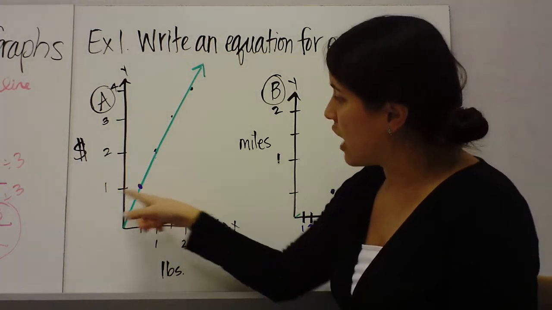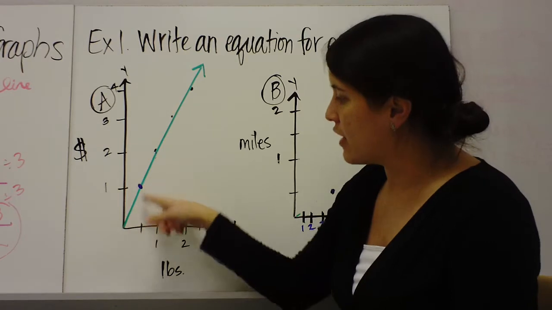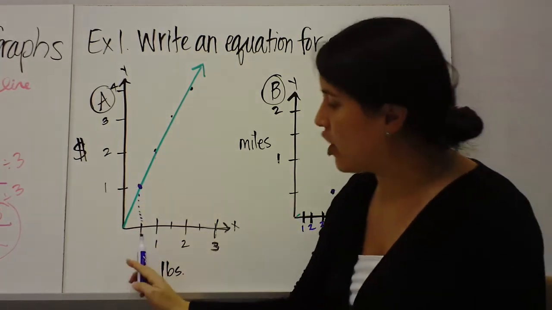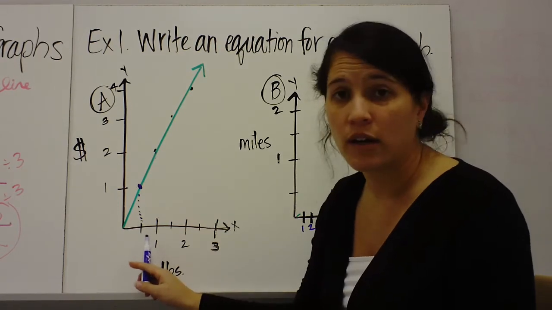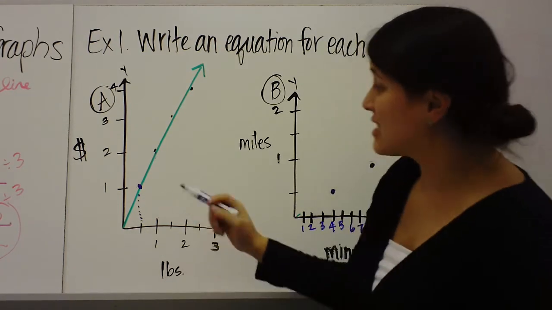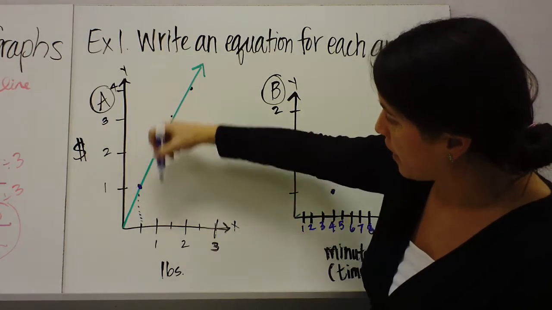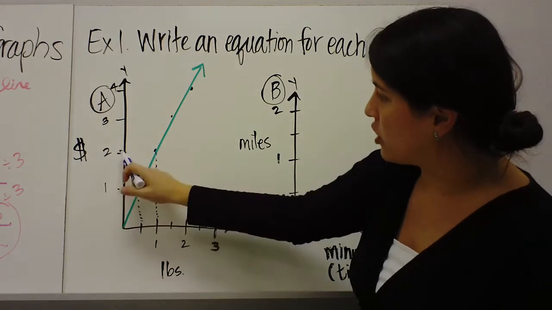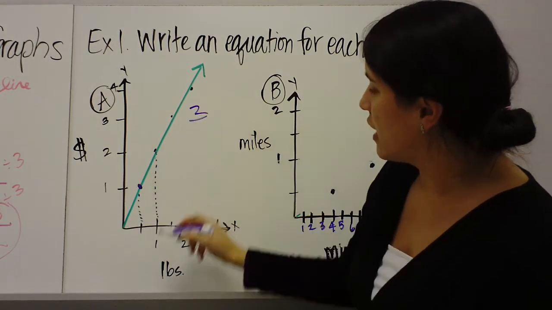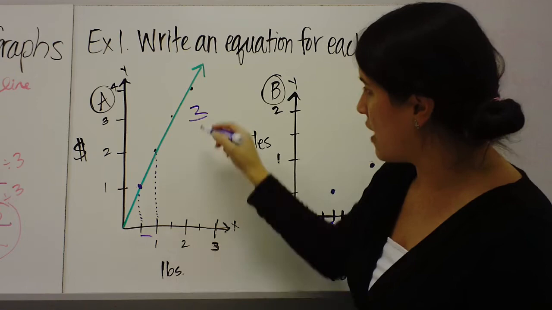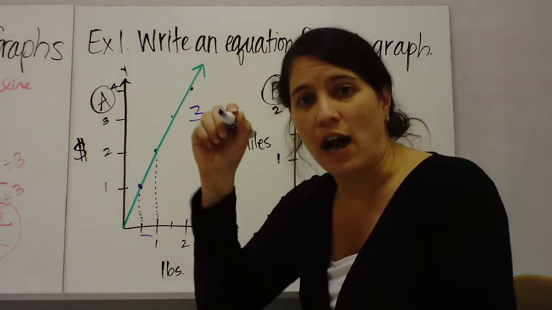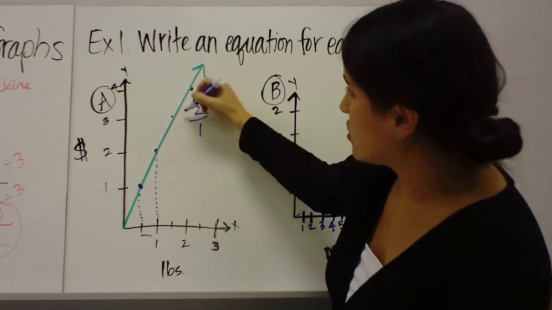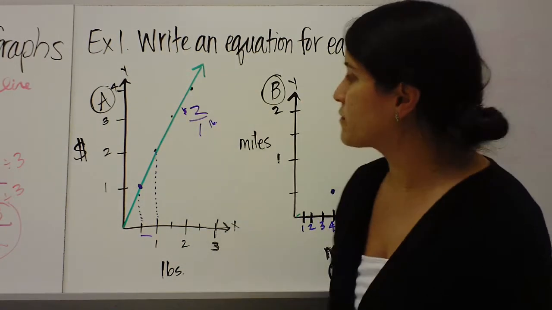So I look at this first dot. It's up 1 and then over, is that a whole number? No, so we can't use it. We need to go up to the next dot. So we go up 2, so that means our rise is 2. And then we went over 1, because remember, slope is rise over run. So we went up 2 over 1, and that's our slope. This means $2 for 1 pound.